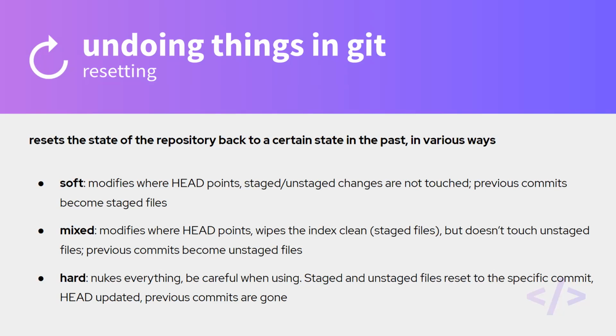And then git reset hard nukes everything, be careful when using it. Staged and unstaged files reset to the specific commit. The head is updated and previous commits are gone. So yeah, be careful about using hard, but there are times when you need to do it sometimes.